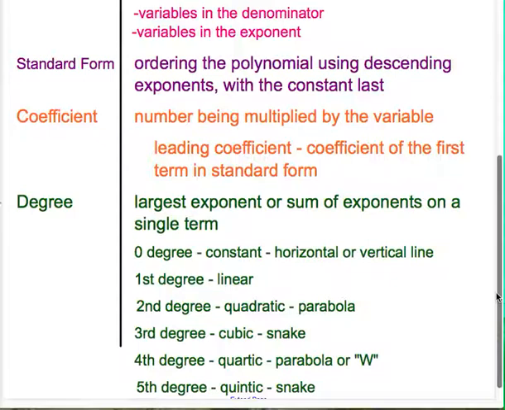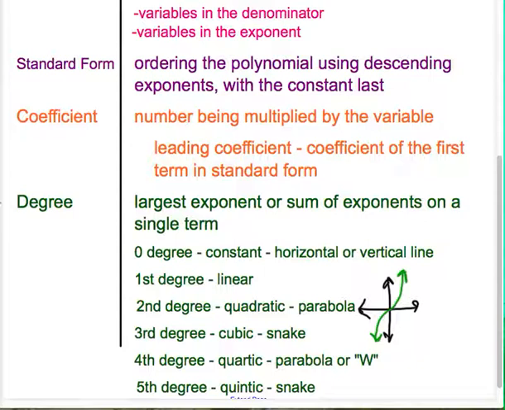So some names for some common degrees we'll be looking at. If the polynomial has 0 degree, it is a constant function, meaning either a horizontal or a vertical line. First degree is a linear function, so x plus 2. Second degree, we just went a whole unit looking at the quadratics, looks like a parabola. Third degree is when you have a cubic function. I've heard some students call it a snake. Let me sketch a quick picture of a cubic function.